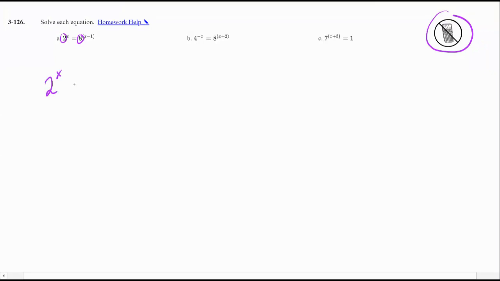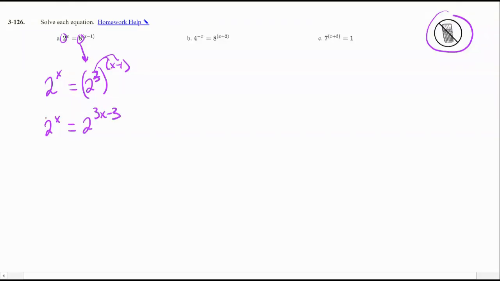So what I know is that 8 is really 2 to the power of 3. So I've just replaced that with 2 cubed. Sorry, 2 to the power of 3. My fault. Is 2 cubed to the power of x minus 1. Now I know the power of a power rule means that I multiply the two exponents here. So I have 2 to the power of x equals 2 to the power of 3x minus 3.